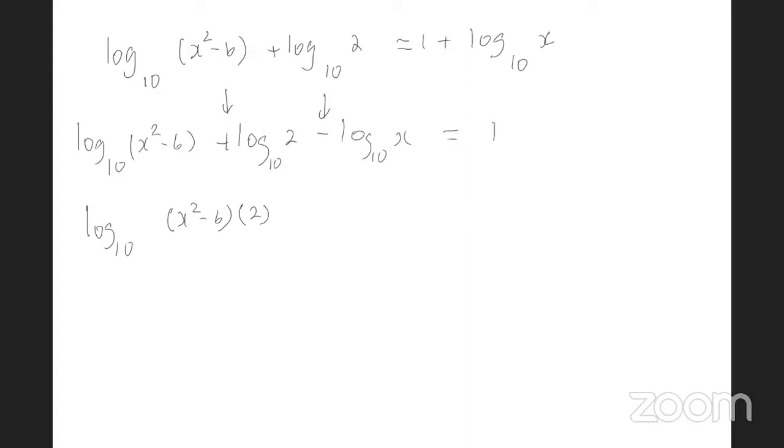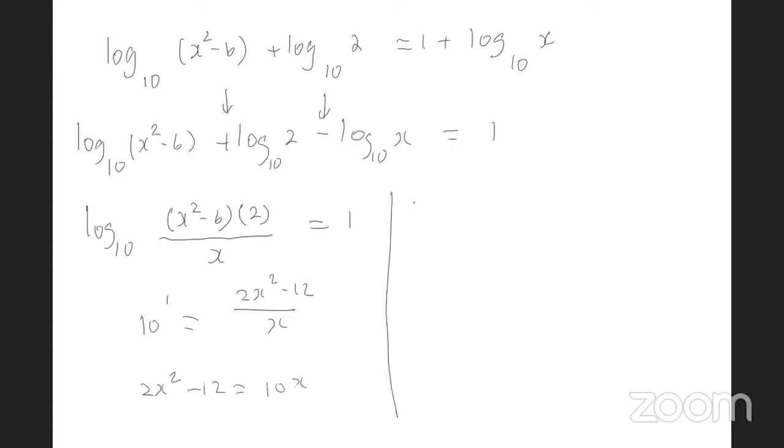And then you divide them by x, which is equal to 1. Right? So I bring all the logs together, multiply it out, divide by x. Right? And then I'm going to convert, so that 10 to the 1 is 2x squared minus 12 on x. Cross multiply, and we'll get 2x squared minus 12, 10x.